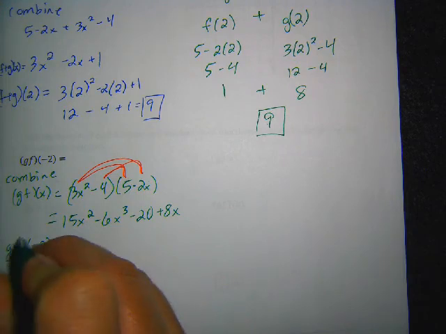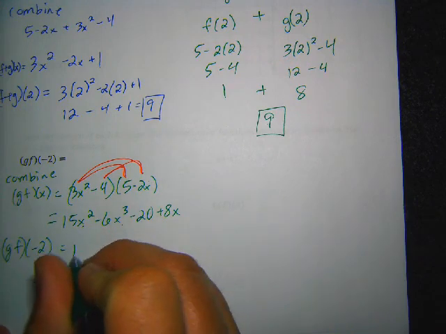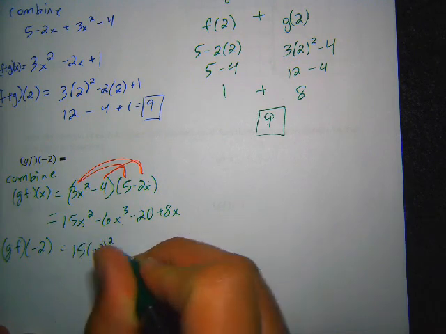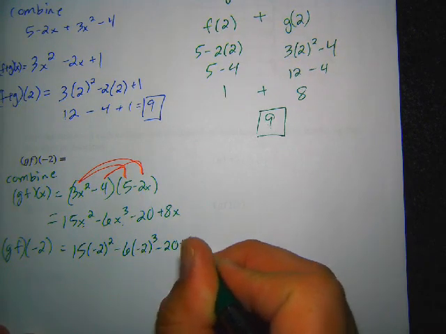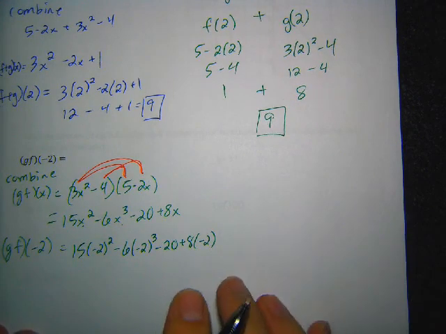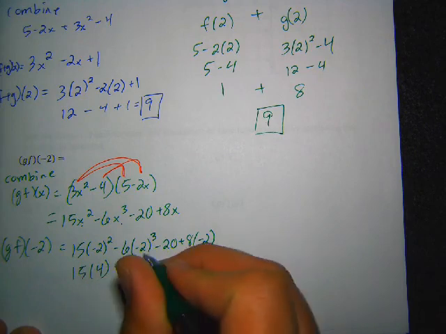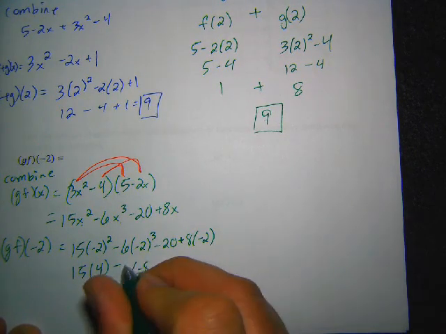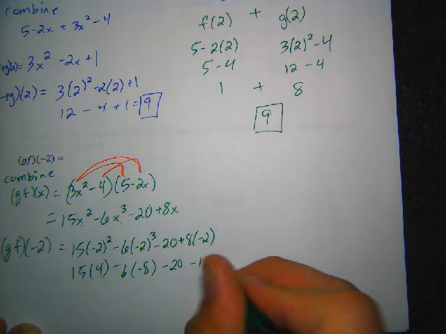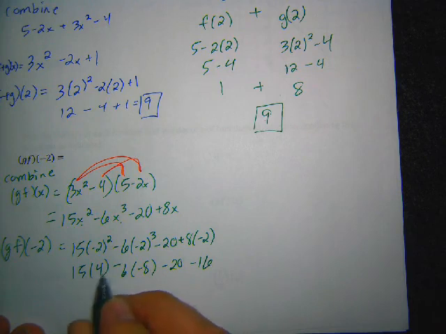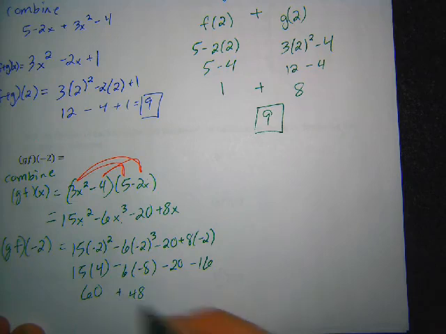They gave me negative 2 this time, so for all these x's, I'm going to replace them with negative 2's. So I get 15 times negative 2 squared minus 6 times negative 2 cubed minus 20 plus 8 times negative 2. Just plug in negative 2 in all the spots. Negative 2 squared is 4, so I get 4 times 15. Negative 2 cubed is negative 8, so I get 6 times 8 minus 20. And 8 times negative 2 gives me negative 16. 15 times 4 is 60.